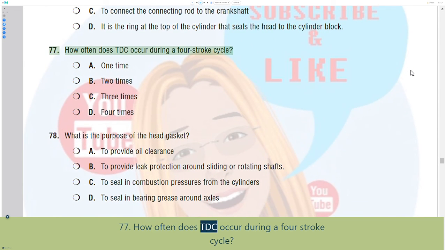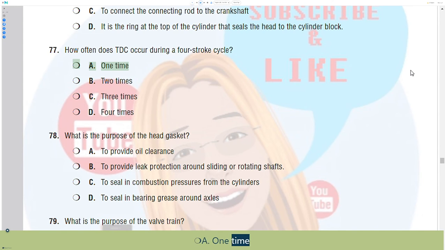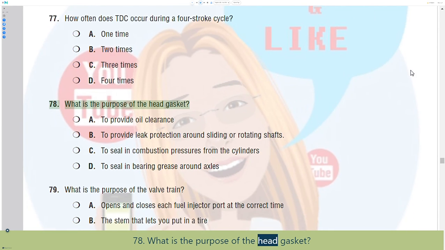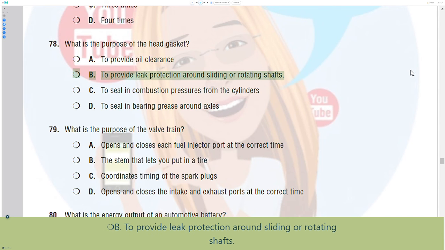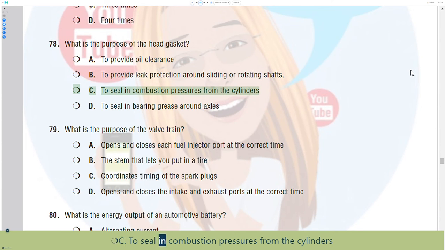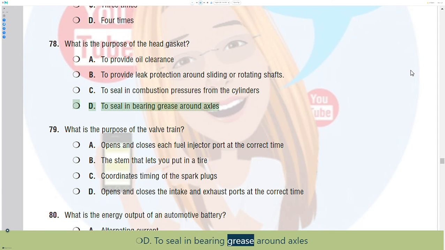77. How often does TDC occur during a 4-stroke cycle? A. 1 time. B. 2 times. C. 3 times. D. 4 times. 78. What is the purpose of the head gasket? A. To provide oil clearance. B. To provide leak protection around sliding or rotating shafts. C. To seal in combustion pressures from the cylinders. D. To seal in bearing grease around axles.